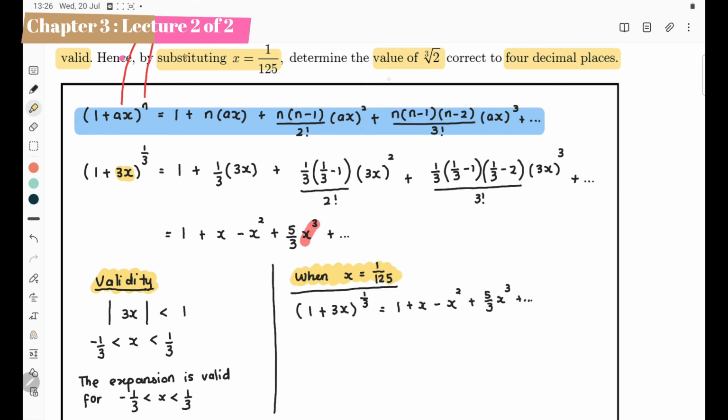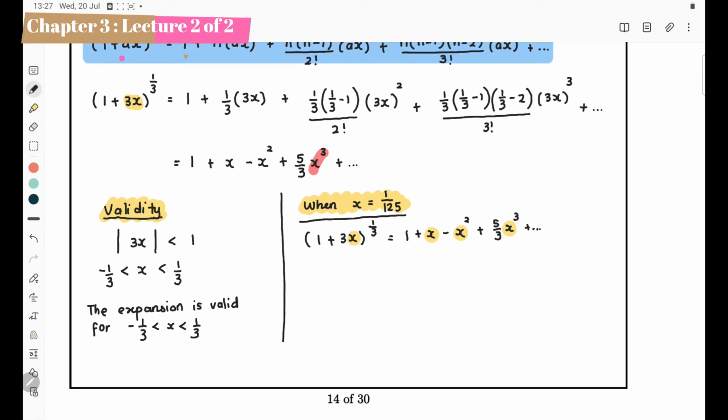Next, to find the value of cube root of 2, we need to substitute x equals 1 over 5 into both sides of the equation. At here, here, here, and here.